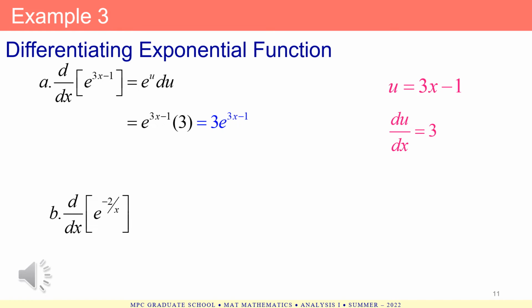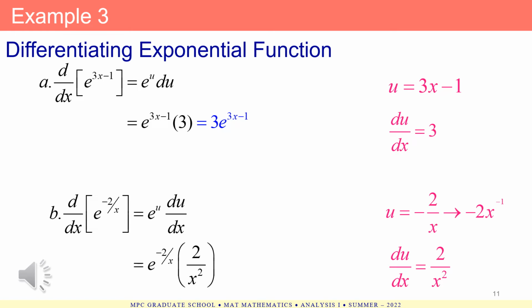And in letter B, the given is the derivative of e raised to negative 2 over x. So same property, property number 2. So we let u be equal to negative 2 over x. Or we can rewrite this one as negative 2x raised to negative 1. So we can easily get the derivative of that one. So that is 2 over x squared.